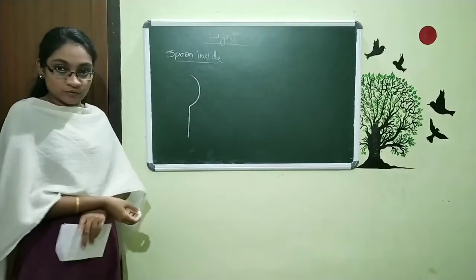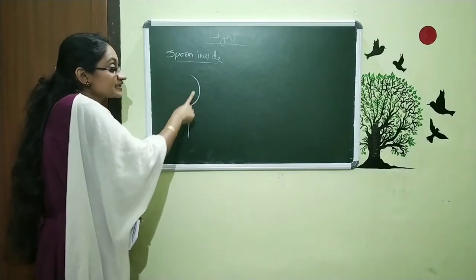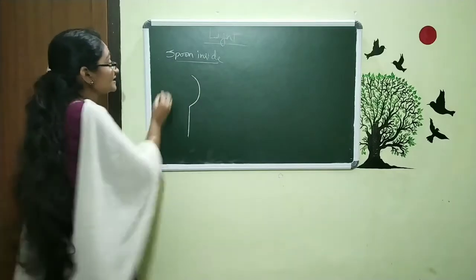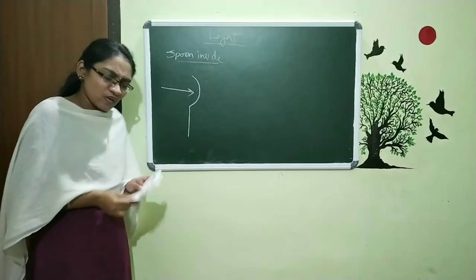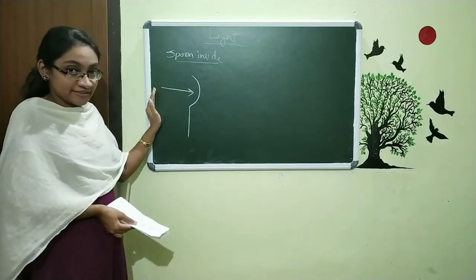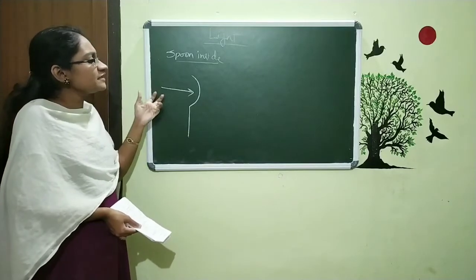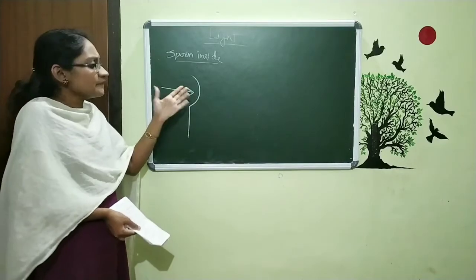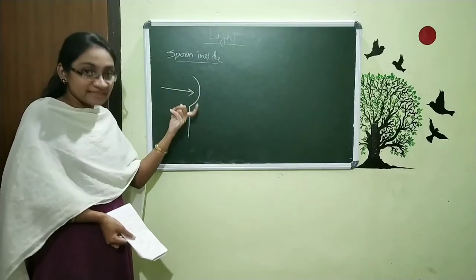This is our spoon, and this is the curved surface. We are considering this curved surface and the light coming from this side. So, all of the time our object will be there at the left side, and the image will be formed at different sides, maybe at left, maybe at right. That will depend upon what we are selecting.